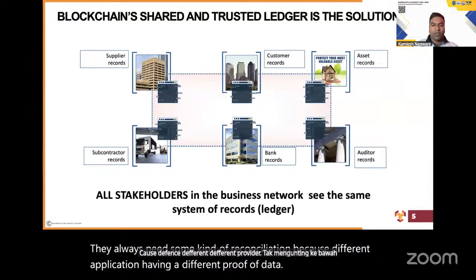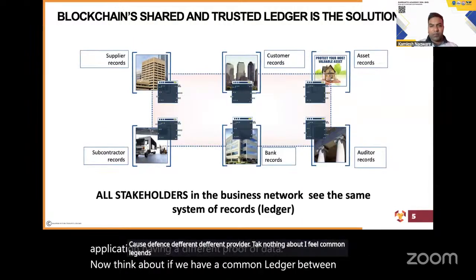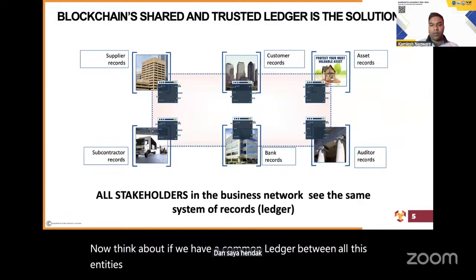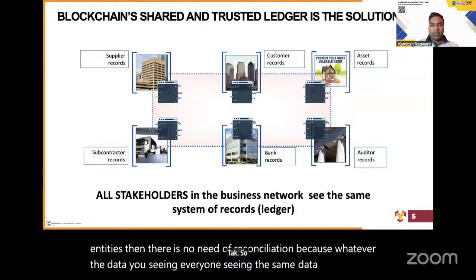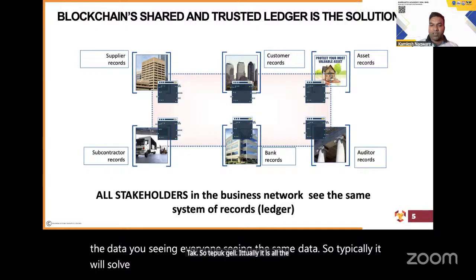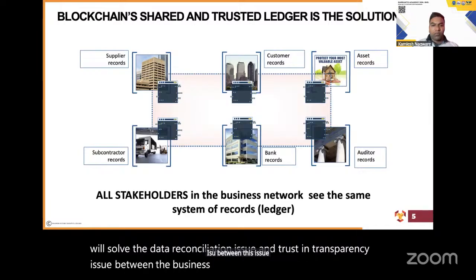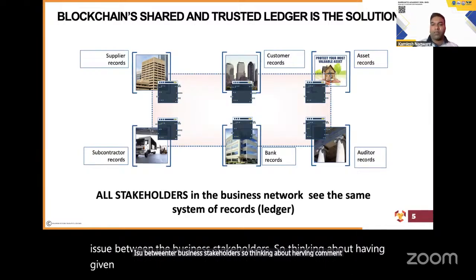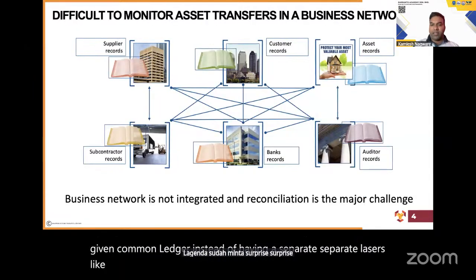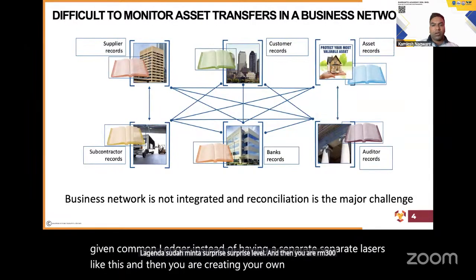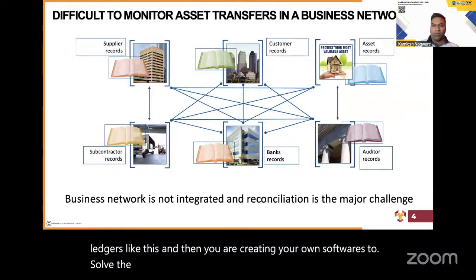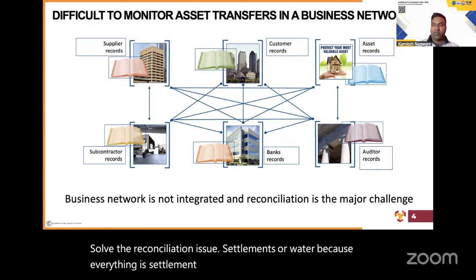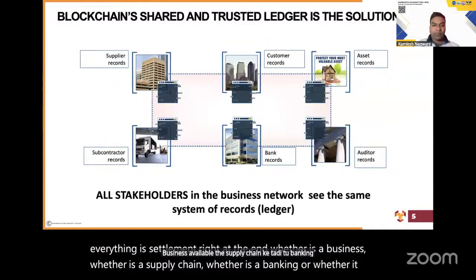Now think about if we have a common ledger between all these entities. Then there is no need for reconciliation, because whatever data you are seeing, everyone is seeing the same data. So typically it will solve the data reconciliation issue and the trust and transparency issue between the business stakeholders. Think about having a common ledger instead of separate ledgers, and then creating your own software to solve reconciliation and settlement issues, because everything is settlement at the end, whether it's a business, a supply chain, banking, or a capital market.